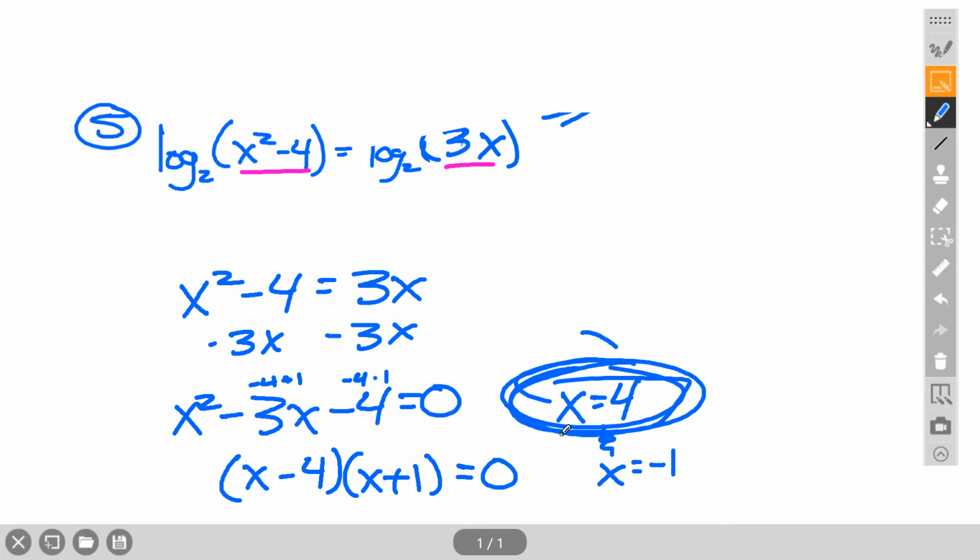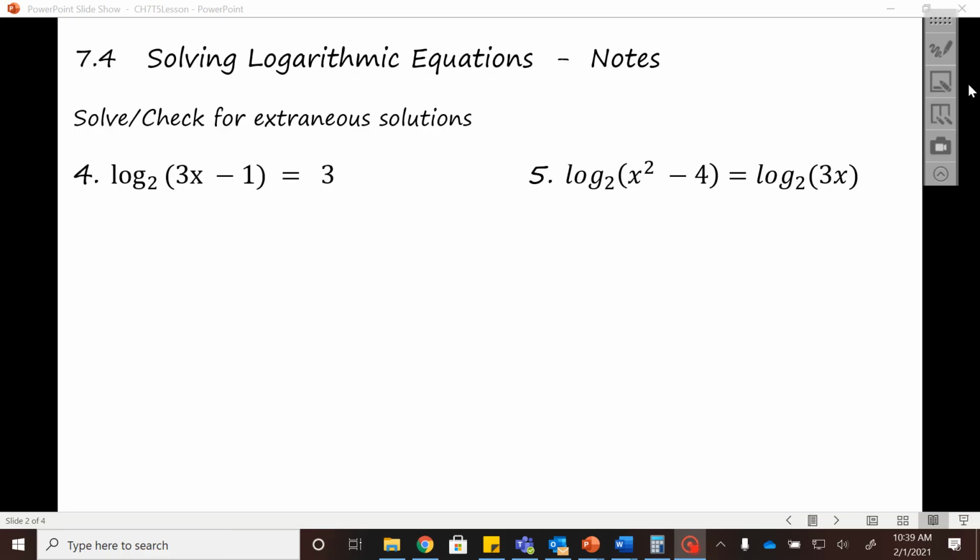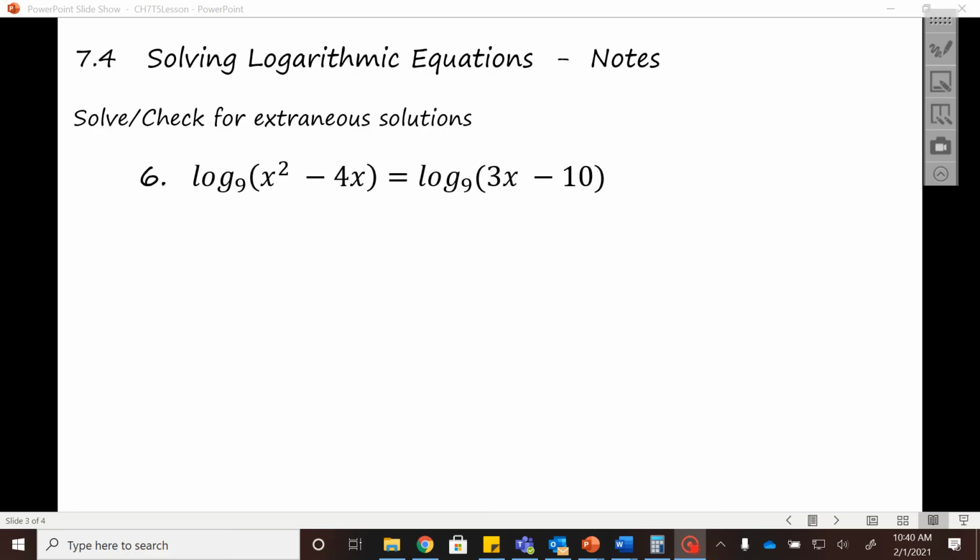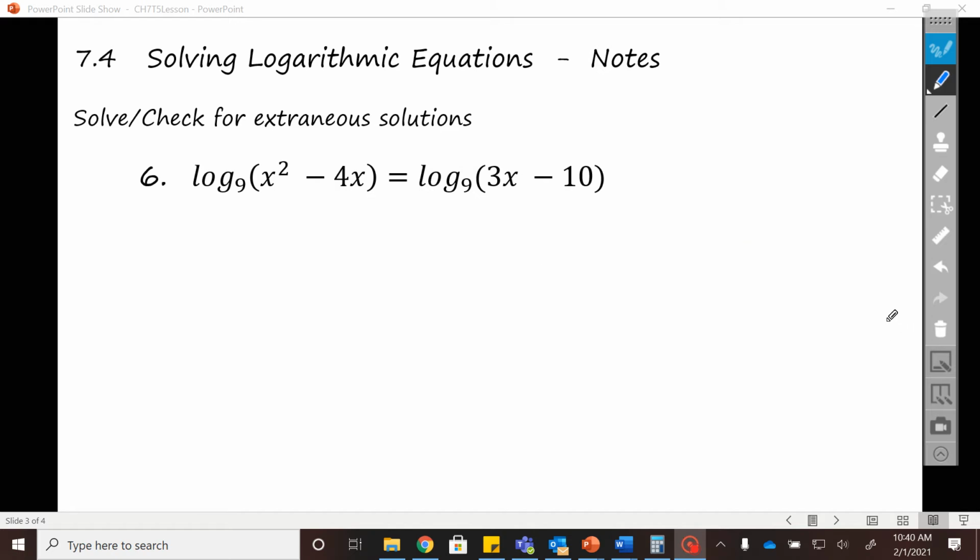Okay, negative 1 doesn't work, so we can't use it. So the solution here is 4. All right, number 6, log base 9 of x squared minus 4x equals log base 9 of 3x minus 10.